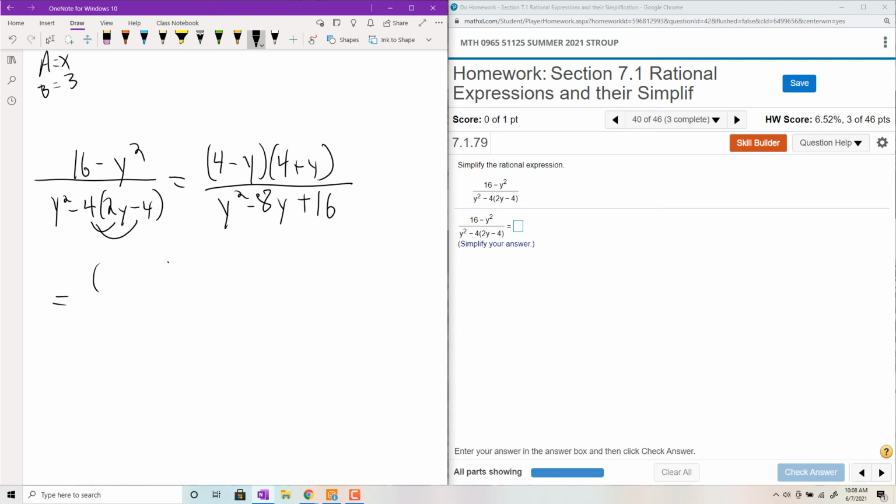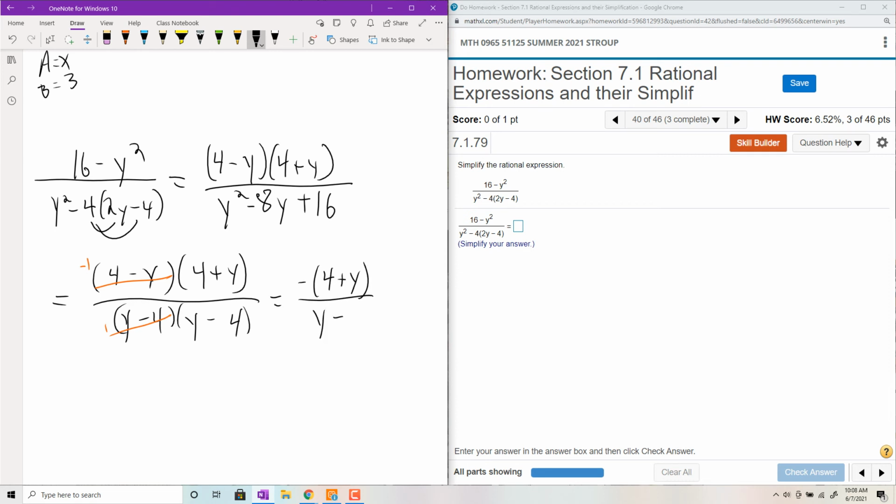And then I think I can probably factor the denominator. That one's a perfect square trinomial, I believe. So y minus 4, y minus 4. Okay, and then I see some opposites, 4 minus y and y minus 4. So I'm going to replace that with negative 1 over 1. And then that's it. These other guys aren't opposites. The y's have the same sign. So it's going to be negative 4 plus y all over y minus 4. We can distribute that negative. I doubt it makes a difference, but there it is. And that would be our final answer.